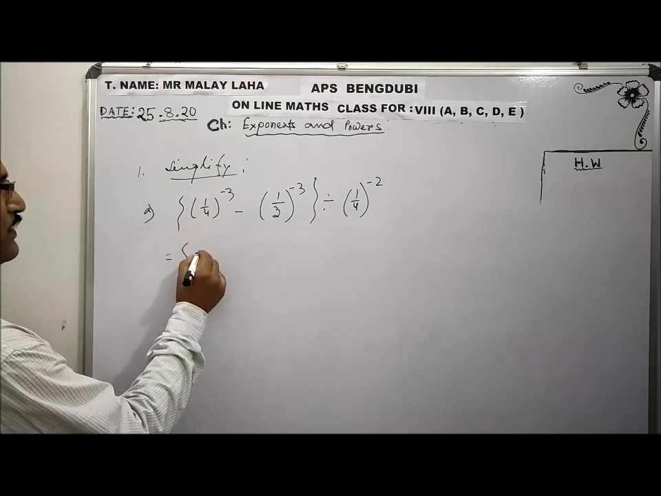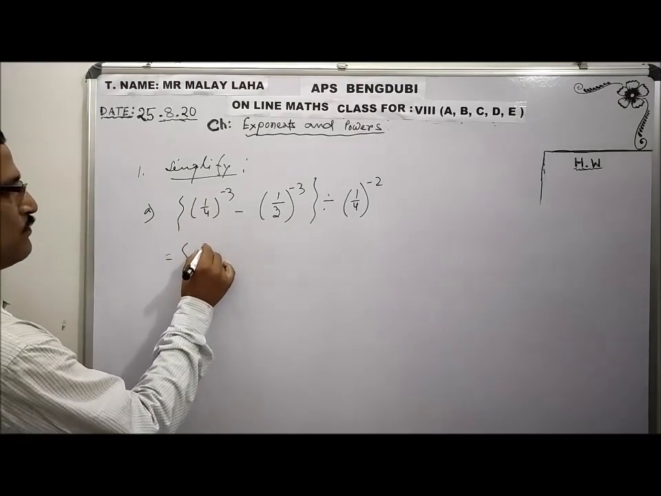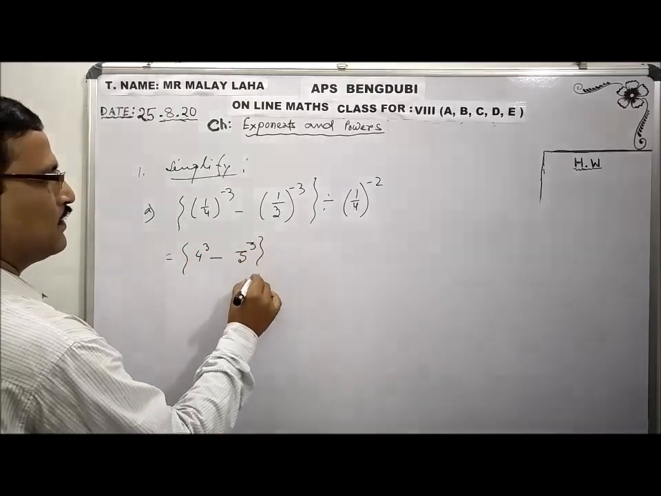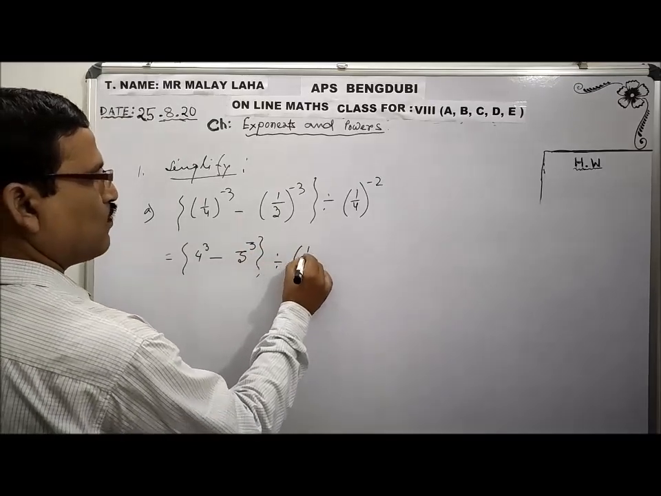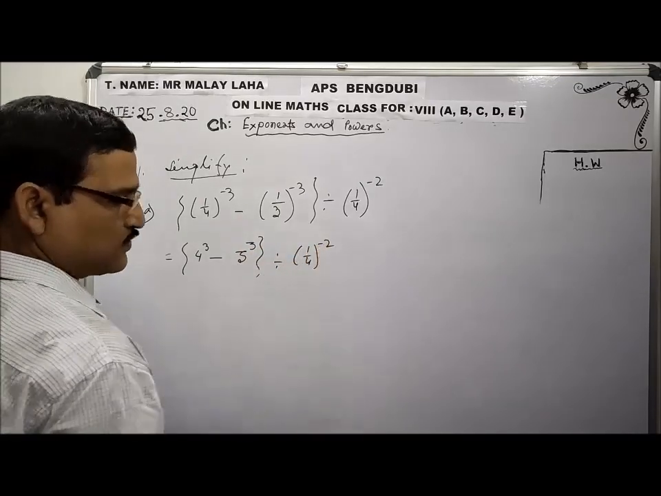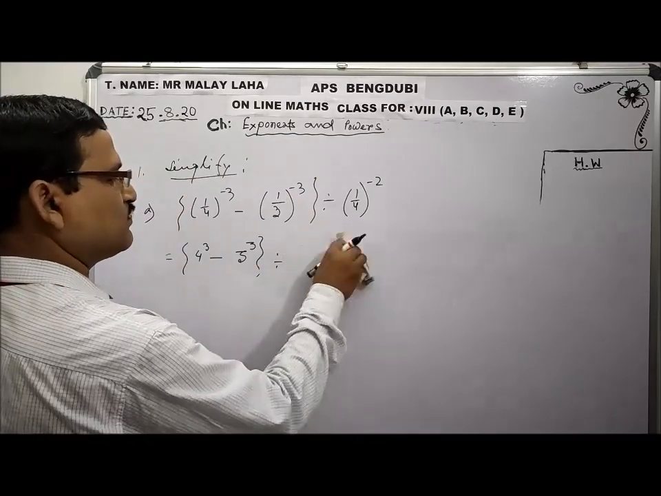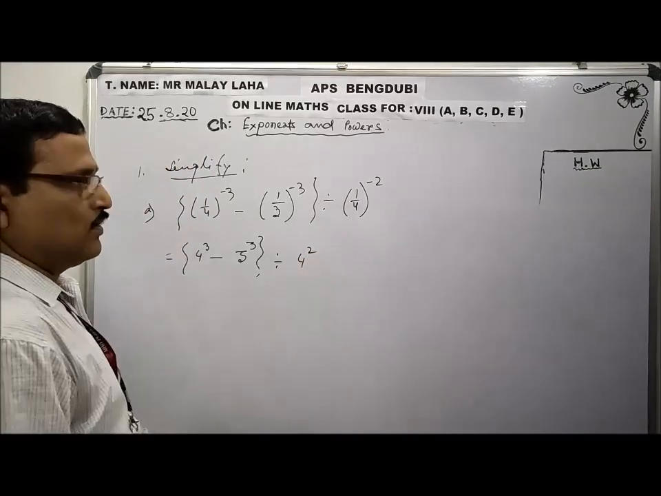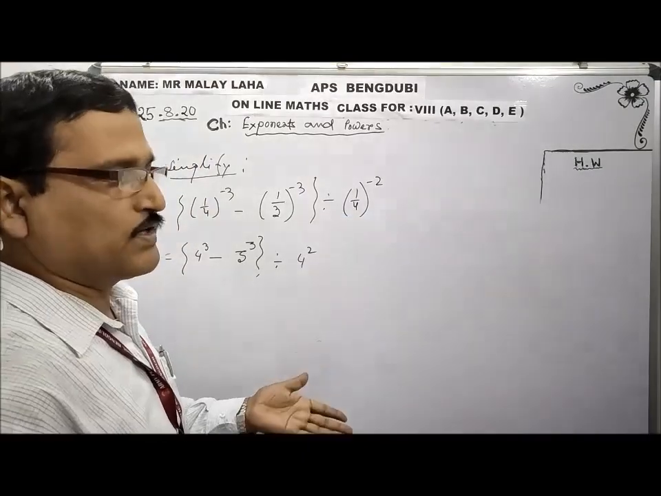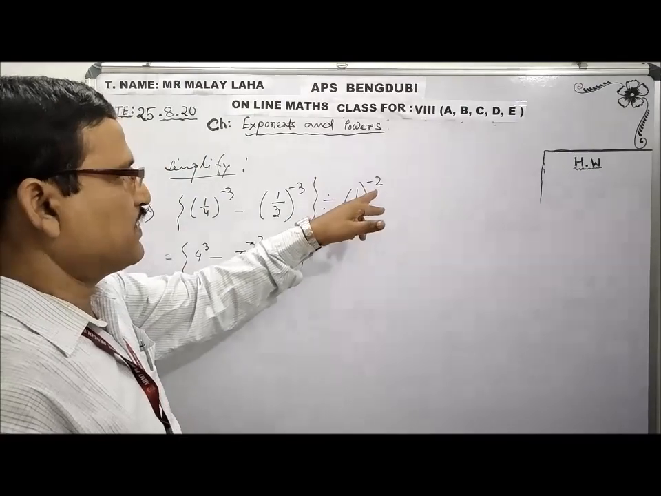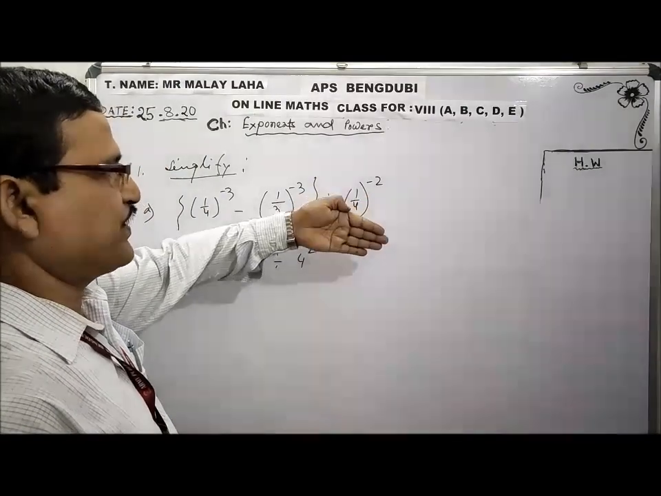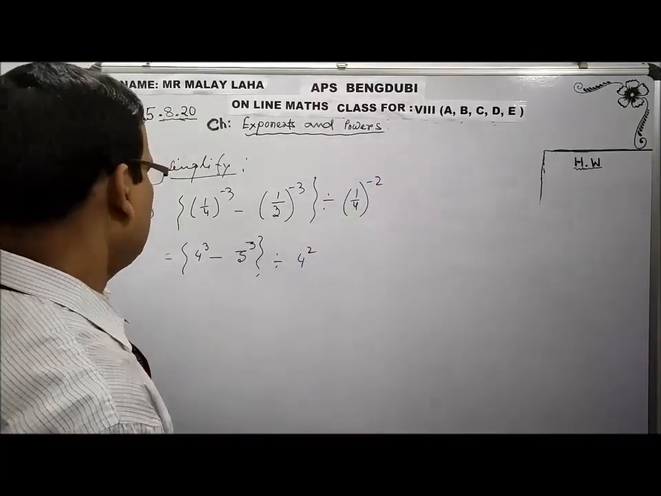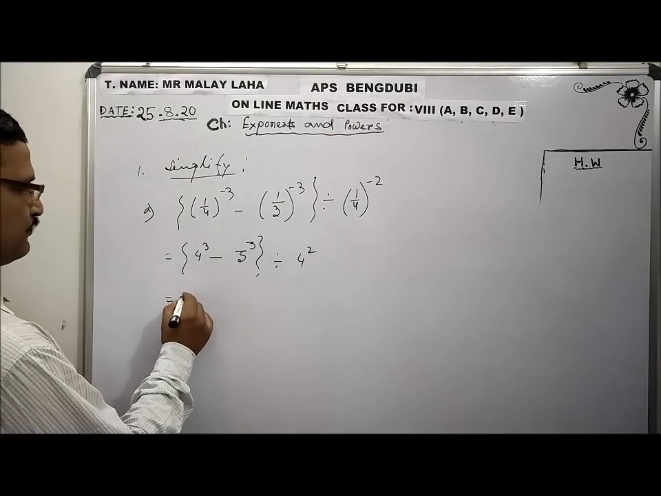If you make it positive, it will be 4 cubed minus 3 cubed, divided by (1/4) raised to minus 2. You can convert this one also. Negative is there, so it needs to be converted to positive. Reciprocate the base.